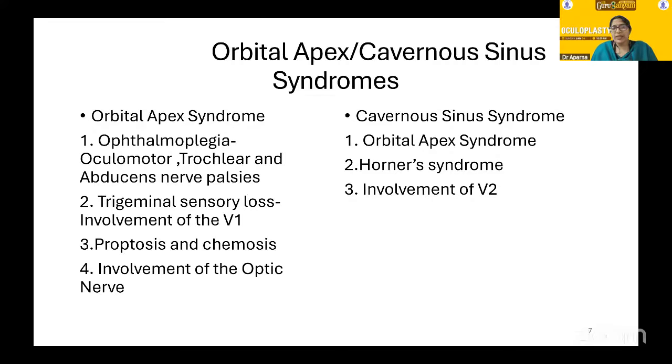Whereas in a cavernous sinus syndrome, you would have all the features of the orbital apex syndrome along with Horner's syndrome, as the sympathetic chain gets involved here. And there could also be involvement of the second branch of the trigeminal nerve.